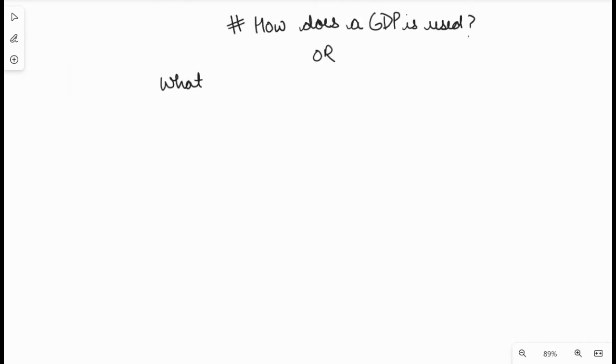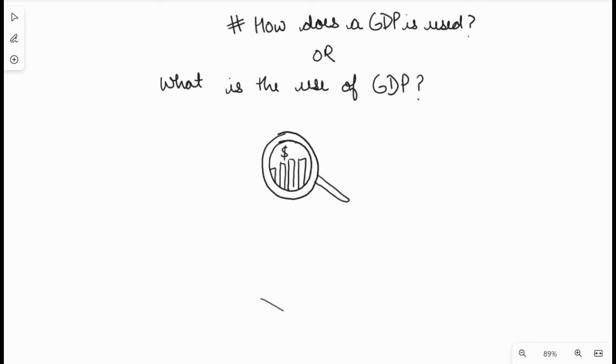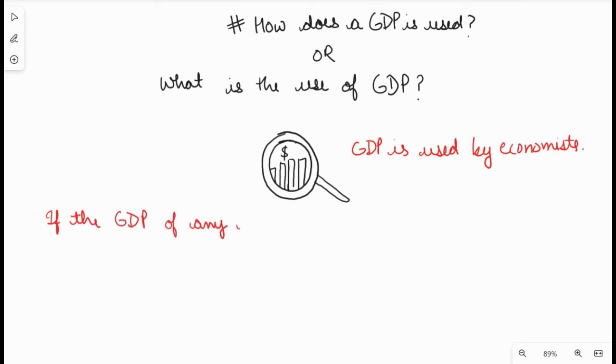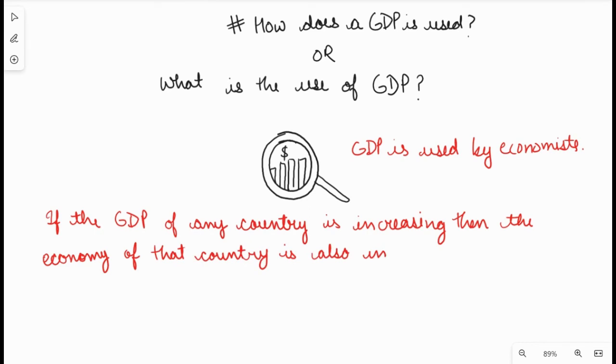Now a question arises, how is GDP used? The measure of GDP is used by economists. If the GDP of a country is increasing, then the economy of that country is also growing, and it is the same in the reverse case. Let's have a look at it further by splitting it into 2 cases.